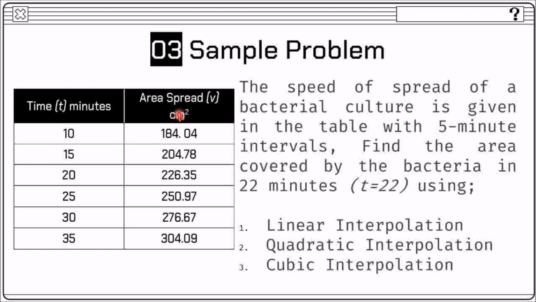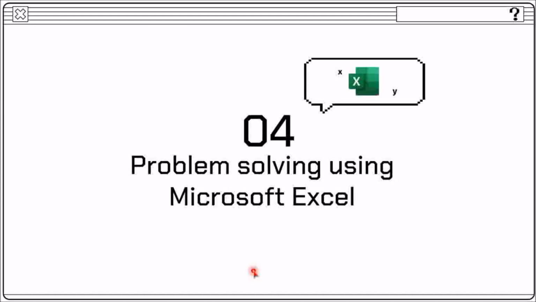For 10 minutes, the area spread in square centimeters is 184.04. For 15 minutes, it's 204.78. For 20 minutes, it's 226.35. For 25 minutes, it's 250.97. For 30 minutes, it's 276.67. And for 35 minutes, it is 304.09.